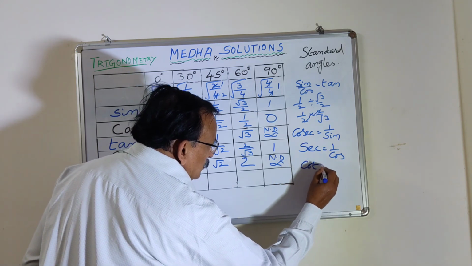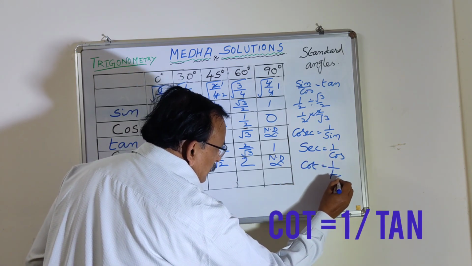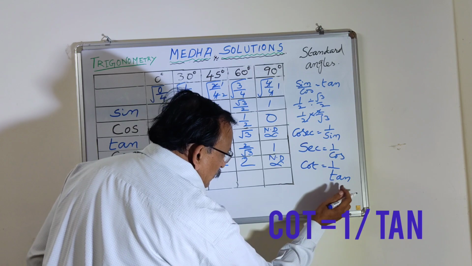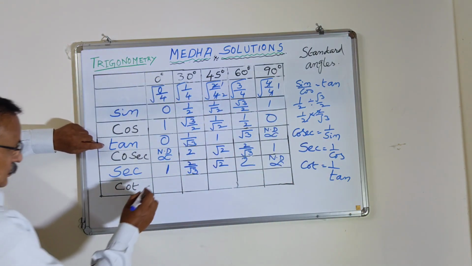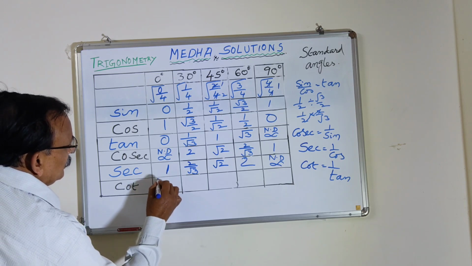Cot is equal to 1 by tan. So if we know the tan value, we can write cot. Tan value we know is 1 by 0, infinite, not defined.